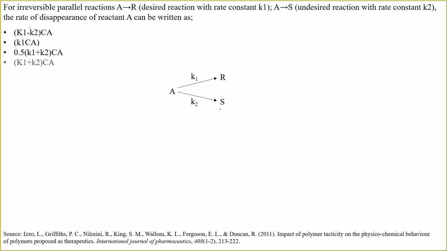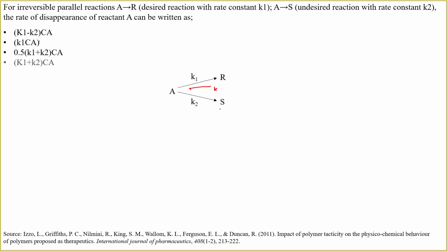When there is a negative rate constant right here, it is used for reversible reactions. When there is a reaction going back, for example, if R is converting back to A, we will have another sign right here, with some rate K2 or K3. In that case, you can write it as negative K multiplied by C. So the first one is incorrect because our reaction is irreversible.